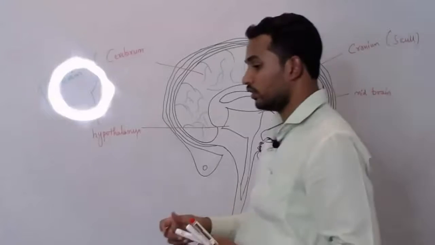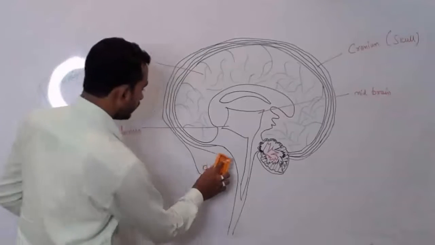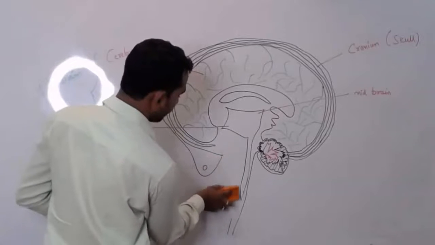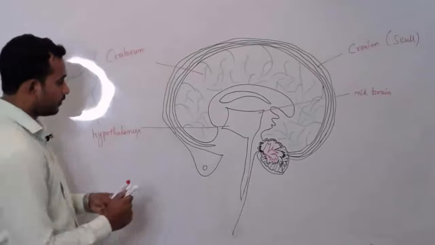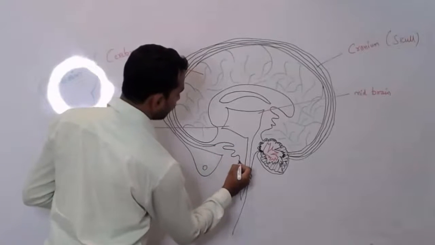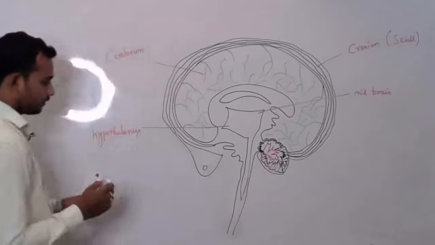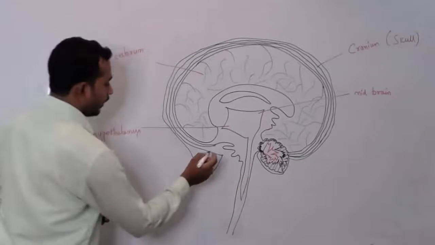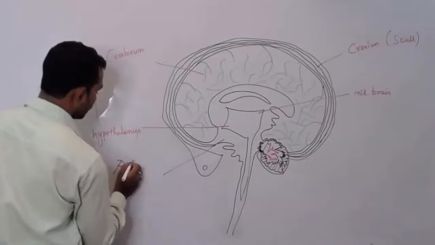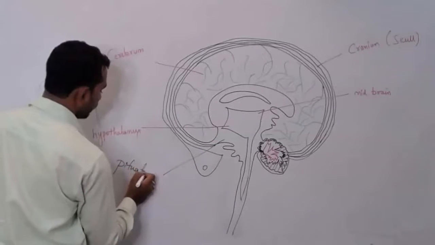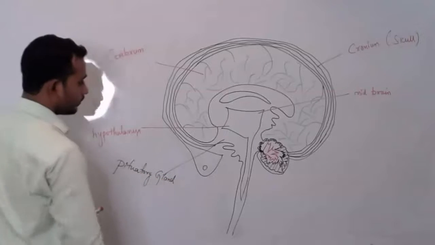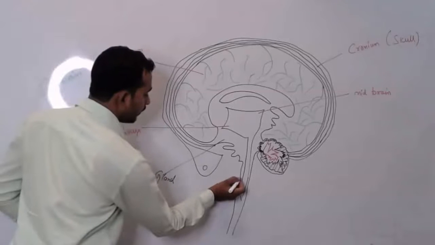Just a minute. What you can do here in this region, you can draw a line like this. Okay. And this is nothing but, we call it as pituitary gland. Pituitary gland.